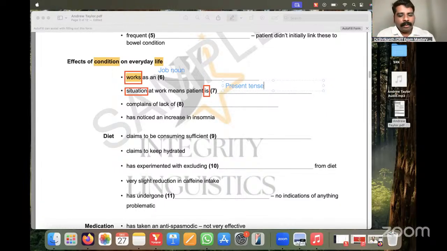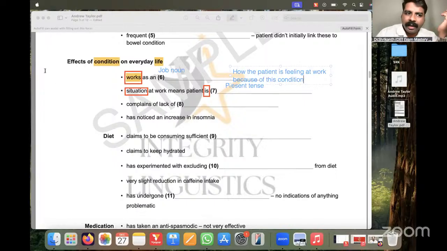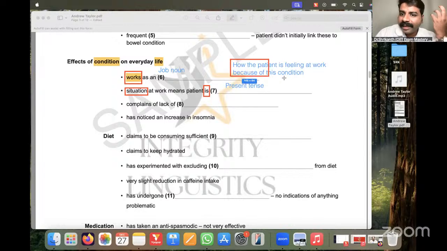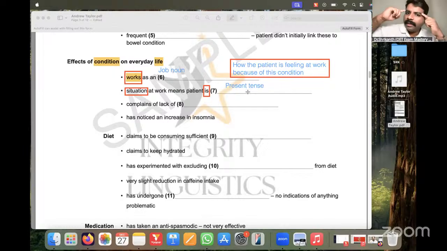So something. Okay, so how is the patient feeling? So how should you think? So it is how the patient is feeling at work because of this condition. Right. So the patient is having a condition over here, and your duty is to find out how the patient is currently feeling, is presently feeling because of this condition. So like this, if you're able to understand what the question is asking you, then when you're listening to the audio, it becomes very much easy for you to pinpoint the right answer.